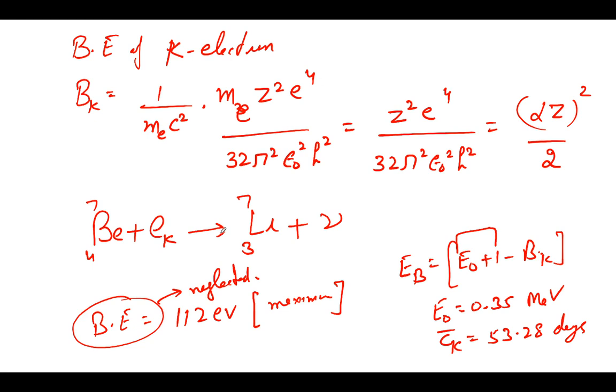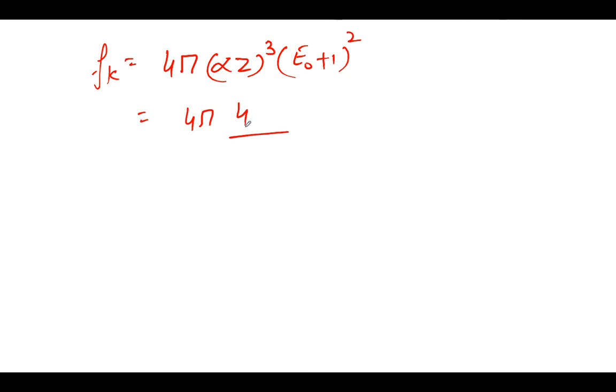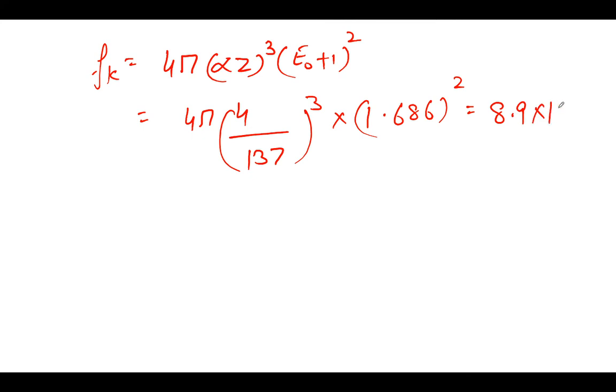So the Fk parameter comes out to be 4 pi into alpha Z cube into E naught plus 1 square. Putting the value of Z for this reaction, that is 4, alpha is 1 over 137 raised to power 3, into E naught plus 1, it comes out to be 1.686 square. So the F value comes out to be 8.9 into 10 raised to power minus 4. And the tau for this reaction, the half-life period, is given as 53.28 days, which is equal to 4.603 into 10 raised to power 6 seconds.